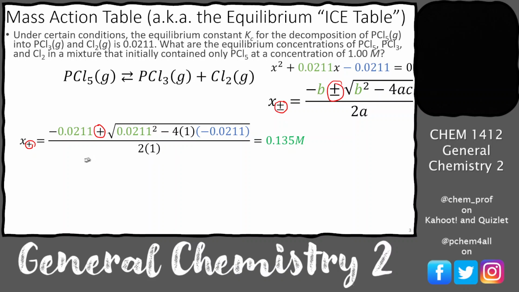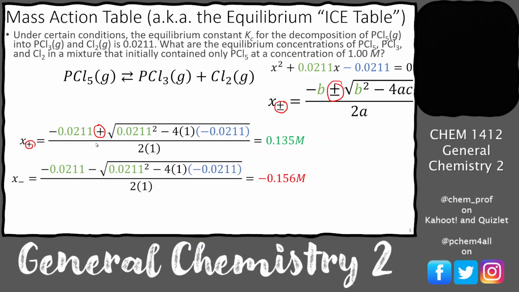Okay. And then if you use the negative version of that, you can label that with x minus, and that's just indicating that's when you use the minus sign in that plus minus formula. And you get this root, negative 0.156. Now, both of those are solutions to this quadratic formula. And so this has always been something that bothered students in this course. You get two concentrations. Which one do you use? Okay. And so there's two answers.